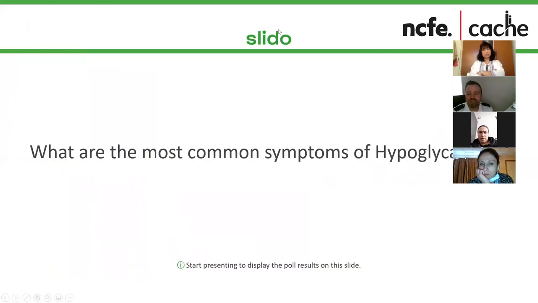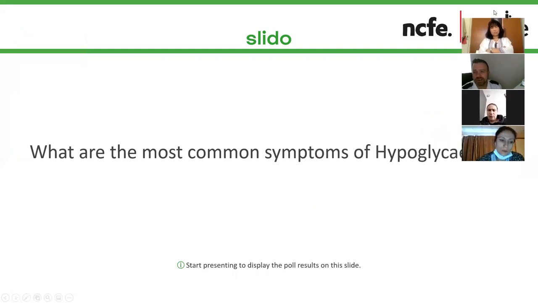So what are the most common symptoms for hypoglycemia? And when I mean hypoglycemia, what do I mean by that? It's low blood sugar. So what are the common symptoms? You're drinking a lot? Nausea, feeling cold, dizzy. Yeah.